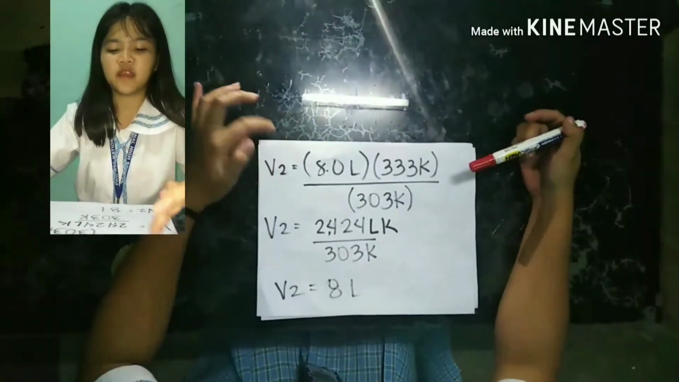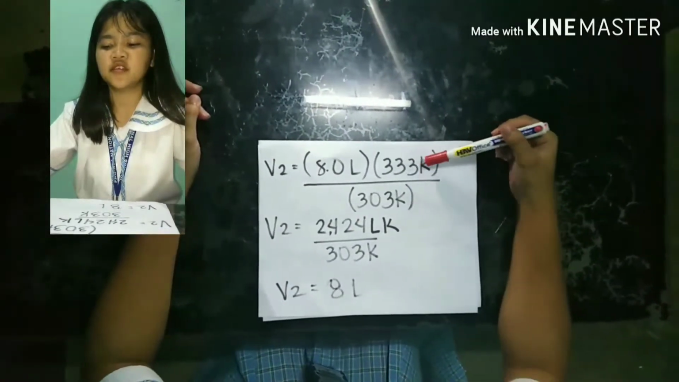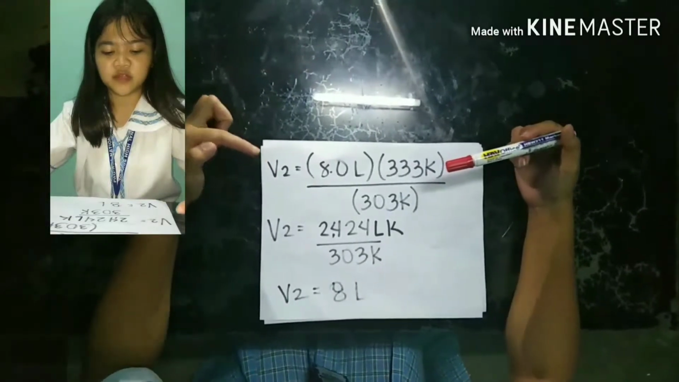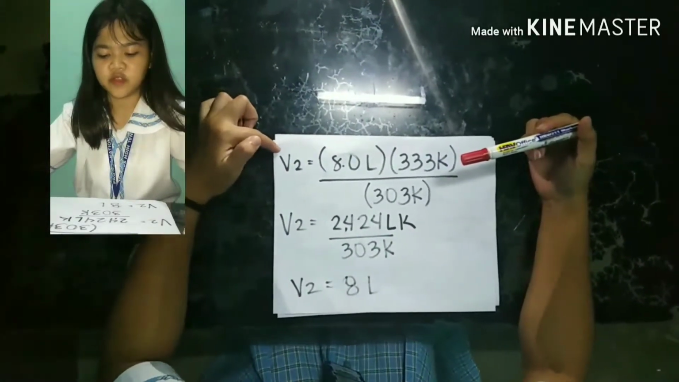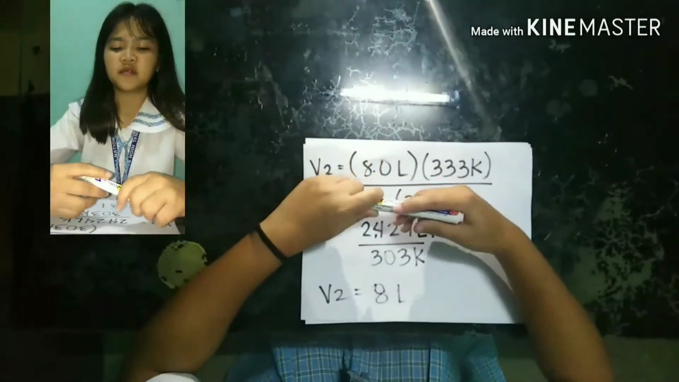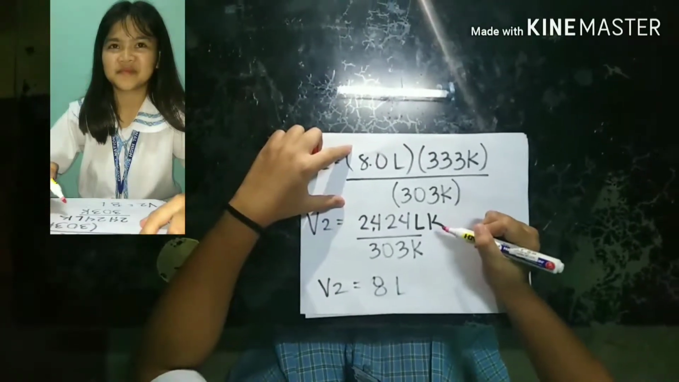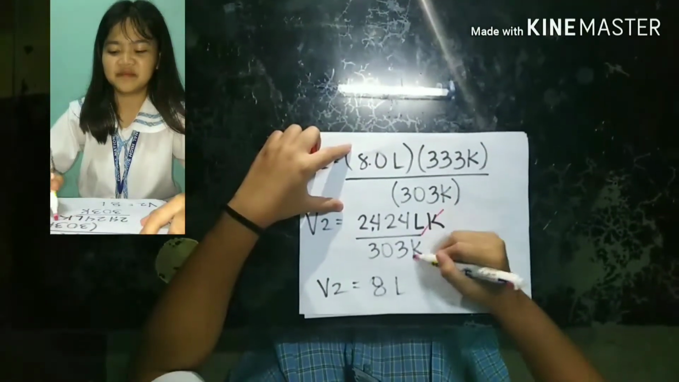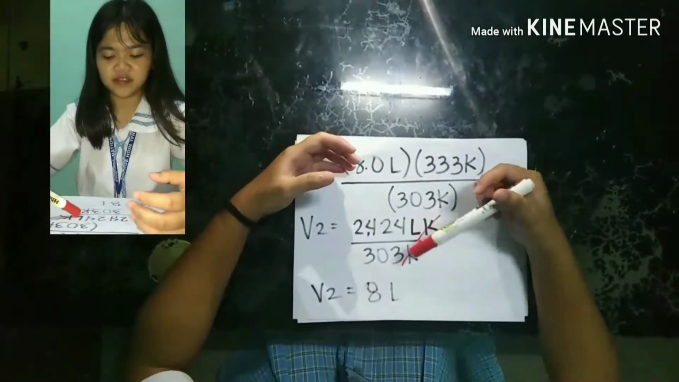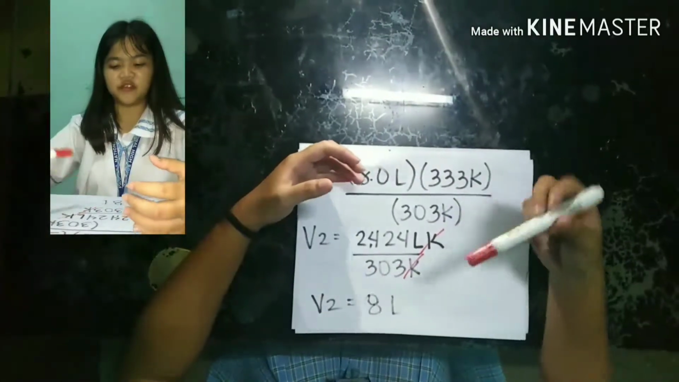V2 is equal to 8.0 liters times 333 Kelvin over 303 Kelvin. V2 is equal to 2,424 liter Kelvin over 303 Kelvin. Cross multiply. Cancel Kelvin. This is the final answer. V2 is equal to 8 liters.